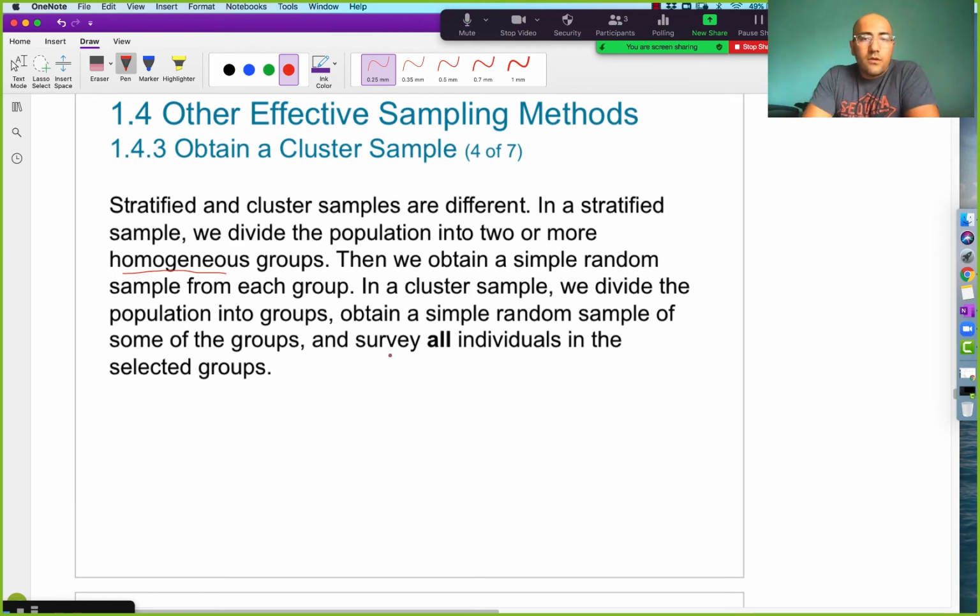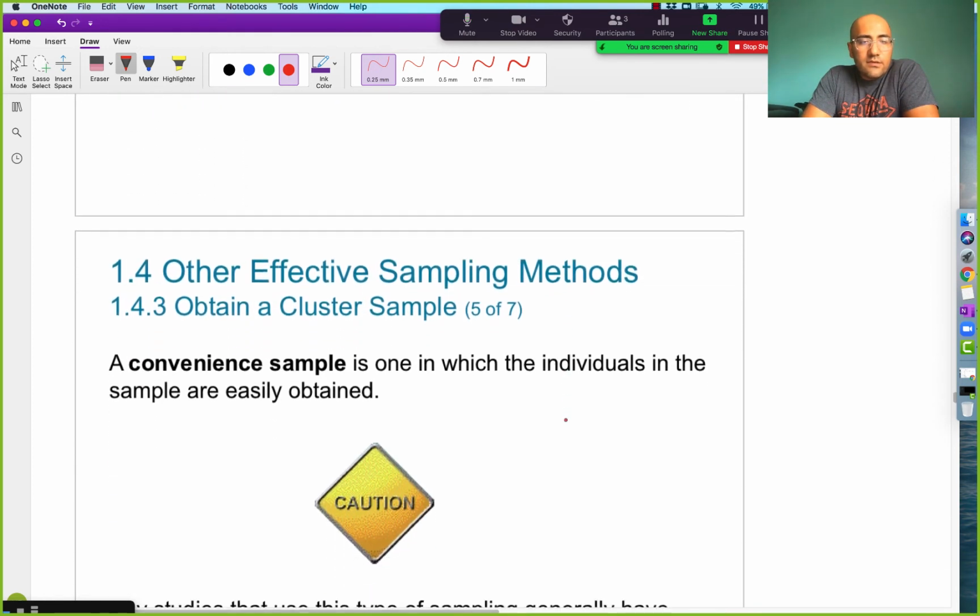Okay. Any questions about the differences? No.